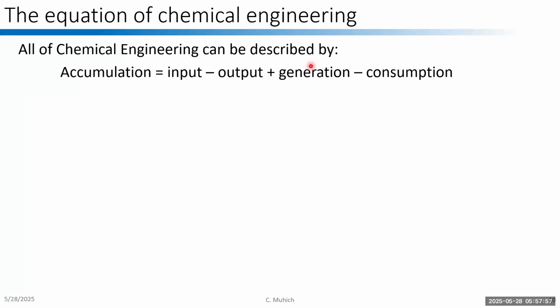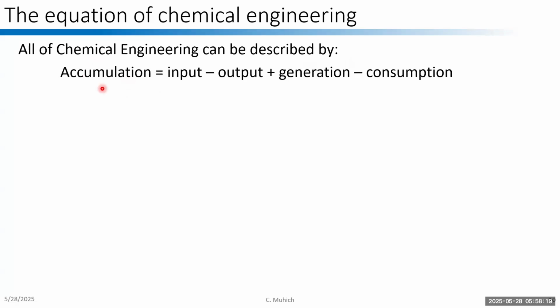Almost all of chemical engineering can be described by this single equation. Accumulation equals input minus output plus generation minus consumption. Where does this come from? This comes from the fact that mass and energy can neither be created nor destroyed, only transformed.